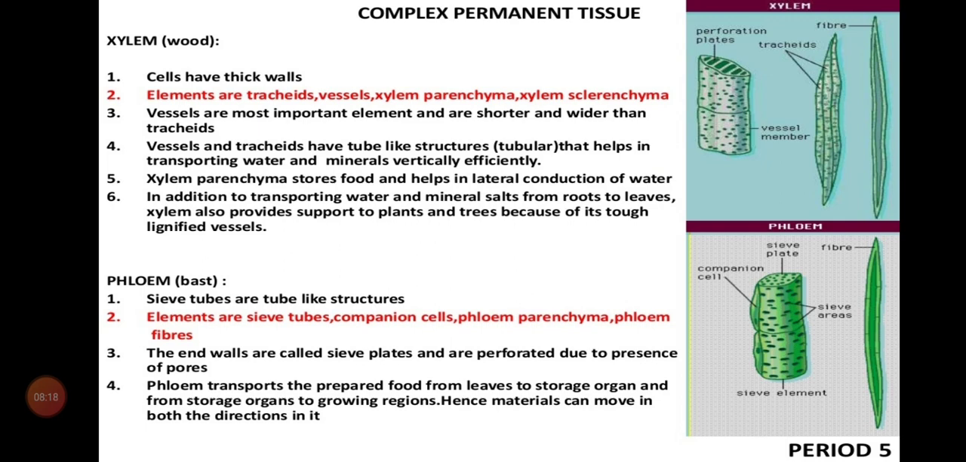And complex permanent tissue, this is xylem. What is the synonym for xylem? Xylem means wood. In woody plants, we can see the xylem. The xylem cells have thick walls. And what are the parts or types of xylem? Tracheids, vessels, xylem parenchyma and xylem sclerenchyma.